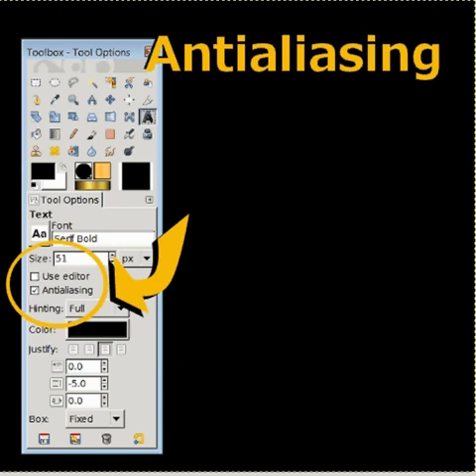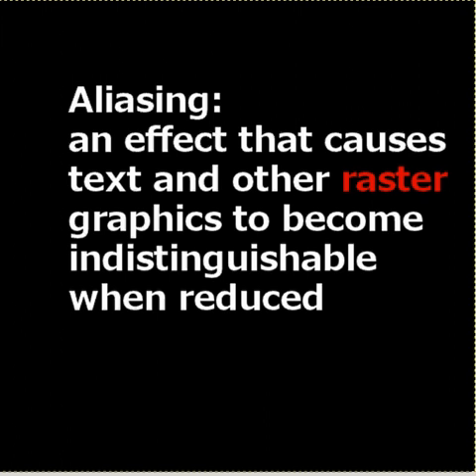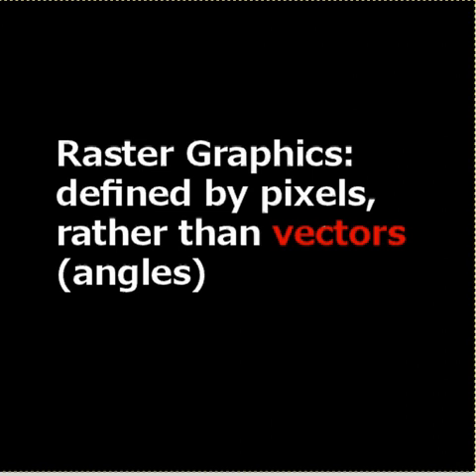Anti-aliasing. If you check that tick box, you will have a smoother image. Aliasing is an effect that causes text and other raster graphics, raster is pixel graphics, to become indistinguishable when reduced. Raster graphics are defined by pixels rather than vectors. Vectors are angles.